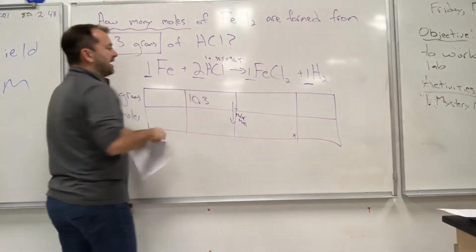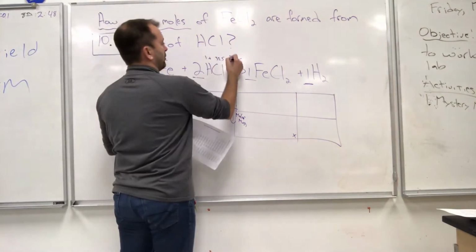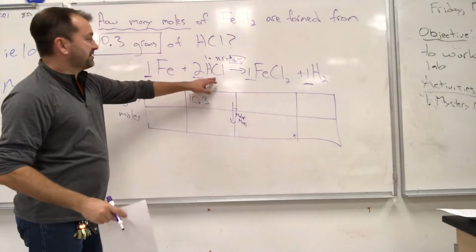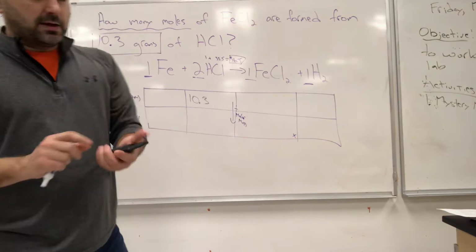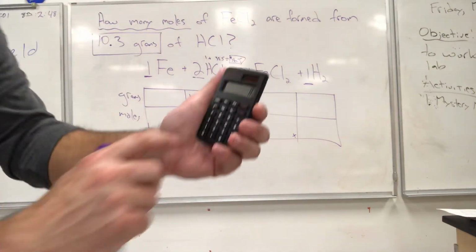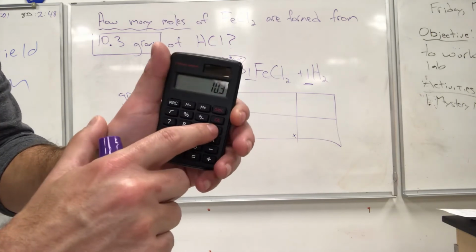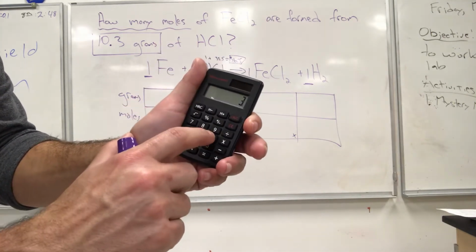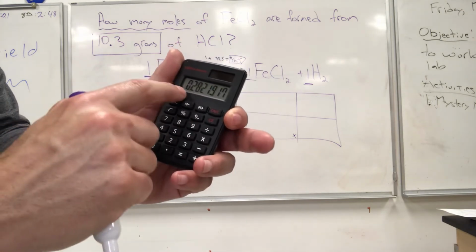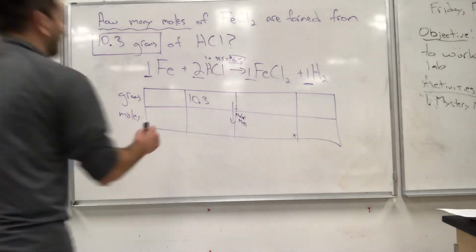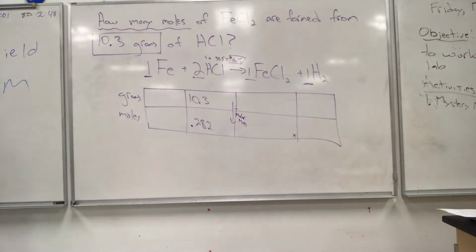And notice, I didn't use this 2 in front. It does not affect the molar mass number, right? So now I know the molar mass of this is 36.5, so I'm going to take my calculator and do 10.3 divided by 36.5, and that equals 0.282. Okay, so we're close.